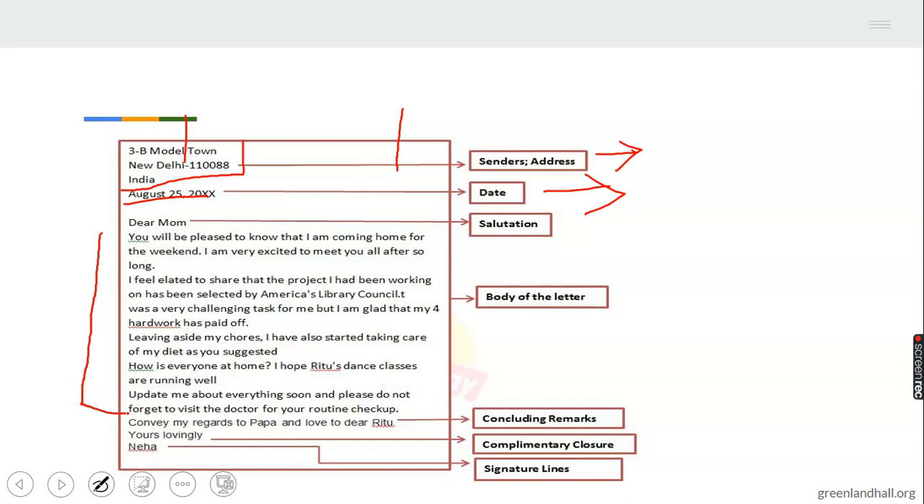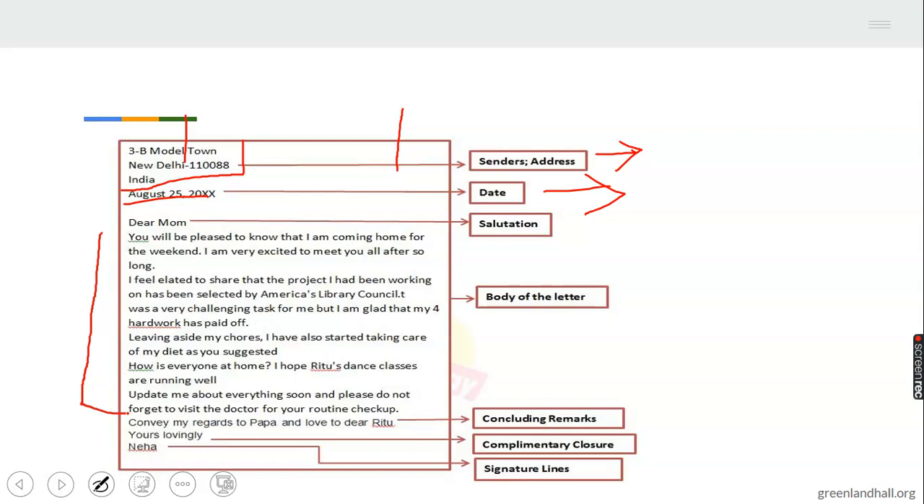Okay, after this person has said, Dear Mom, you will be pleased to know that I'm coming home for the weekend. I am very excited to meet you all after so long. I feel elated, that is, excited, to share that the project I had been working on has been selected by America's Library Council. It was a very challenging task for me, but I'm glad that my hard work has paid off. Leaving aside my chores, I have also started taking care of my diet as you suggested.